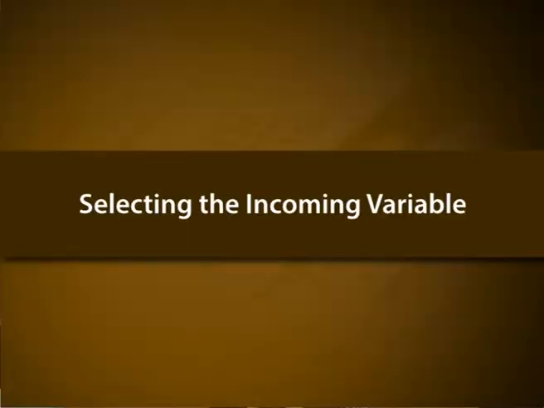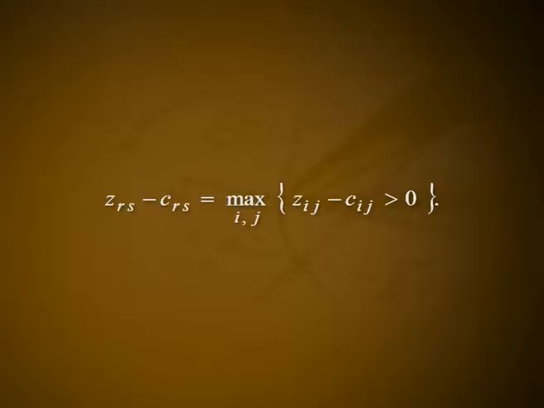Selecting the incoming variable. If all Zij minus Cij are non-positive, the current solution is an optimum one. Since it is not, using the simplest criterion, we choose the variable xrs to enter the basis. For that, identify the cell Rs where Zrs minus Crs equal to maximum over ij of Zij minus Cij, which is greater than 0. The maximum of the positive net evaluations is 11 for the cell 31. Then the variable x31 enters the basis.